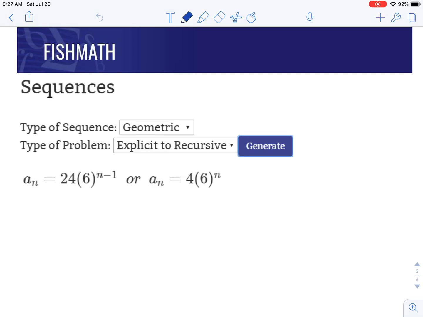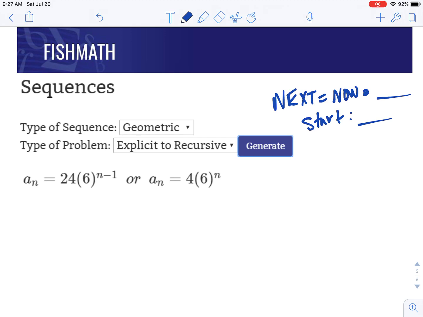Hi everyone, we're going to look at how to go from explicit to recursive for geometric sequences. Any recursive relationship will always look like this: next equals the current, and it's either times something or plus something. If it's geometric, it'll be times something, and if it's arithmetic, it'll be plus something. There'll always be a starting point. If you don't tell me where to start, I don't know how to produce your sequence.